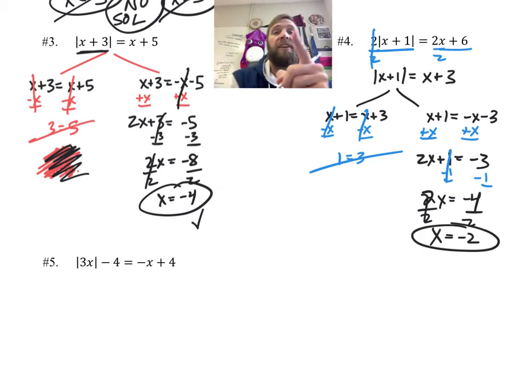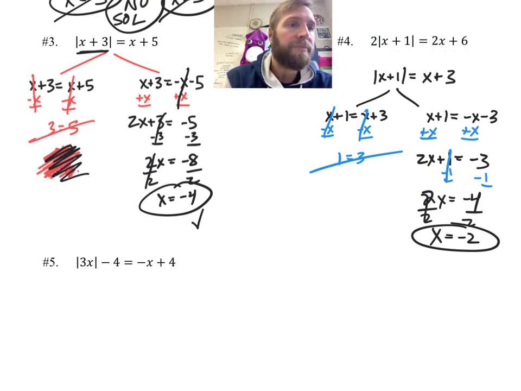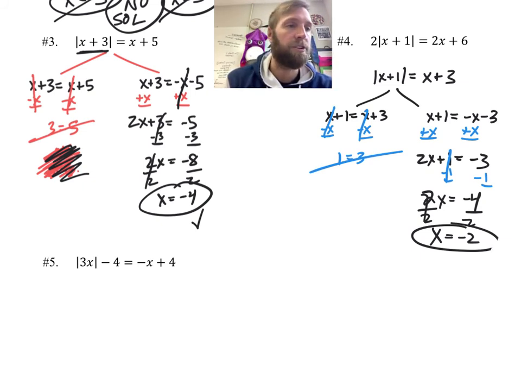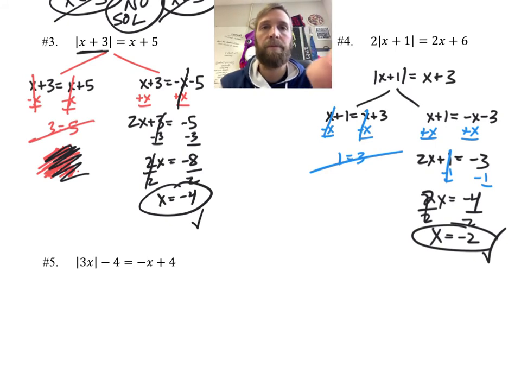Let's make sure it works and it's not an extraneous solution. We go back to the original. I might have to erase a little bit to see that original there. So if I plug in negative 2, negative 2 plus 1 is negative 1. The absolute value turns it to a positive 1 times 2. We got 2 on the one side. Let's see what happens on the other. 2 times negative 2 is negative 4. Negative 4 plus 6. That's a 2. Those are equal. Check. That one works. So I can't write no solution earlier. There is a solution. It is that right over there.